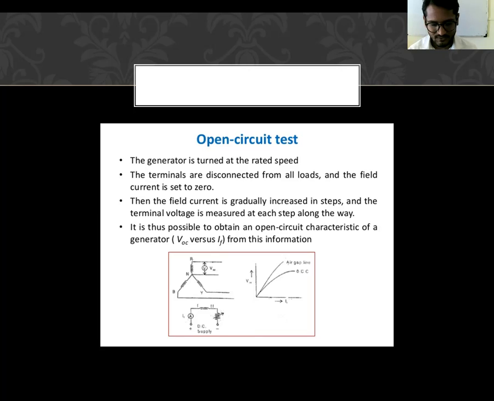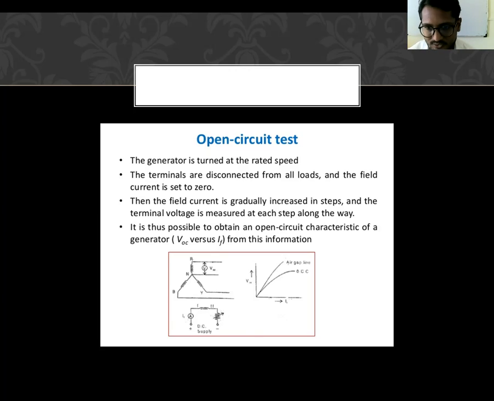Then the field current is slowly increased in steps and the terminal voltage E is measured at each step. The excitation current is increased to get 25% more than the rated voltage of the alternator. A graph is plotted between the open circuit voltage E and the field excitation current IF. This curve is called the open circuit characteristics, OCC.